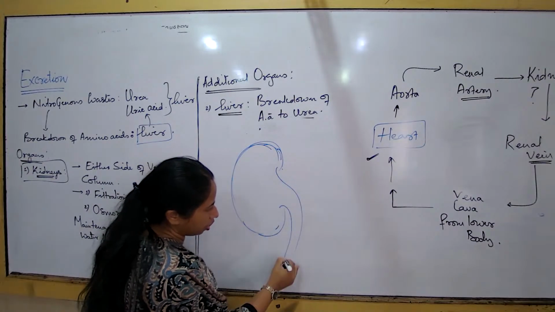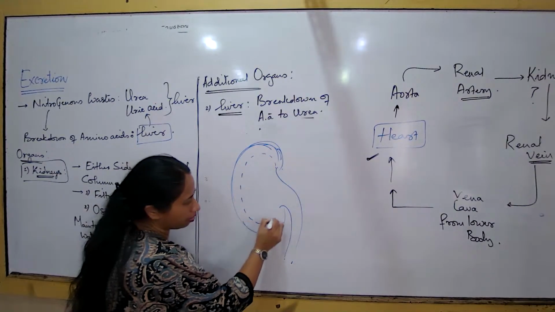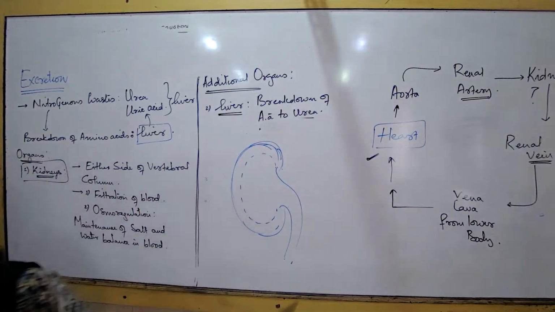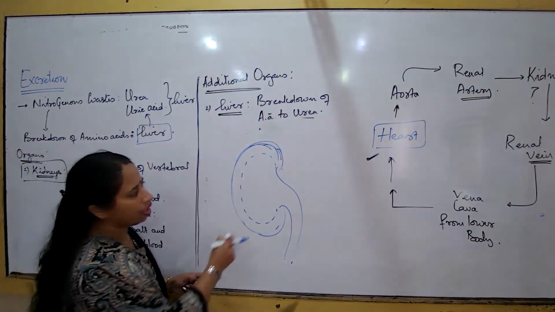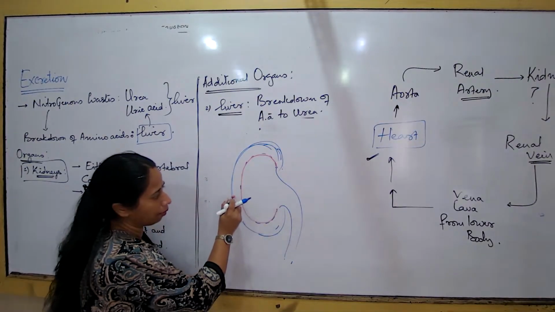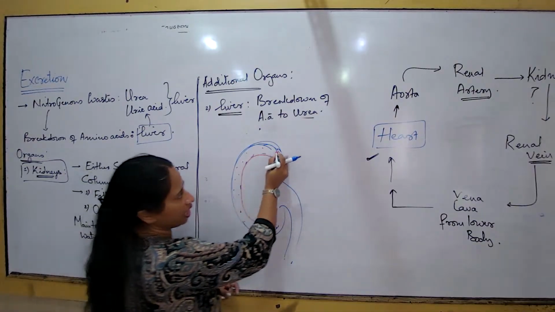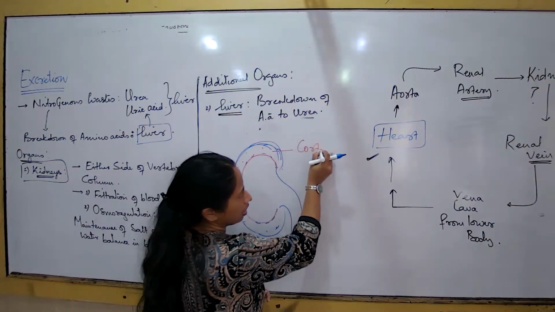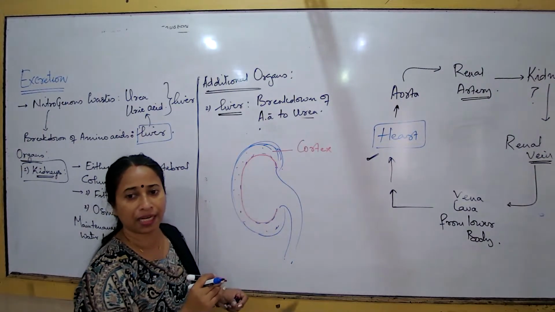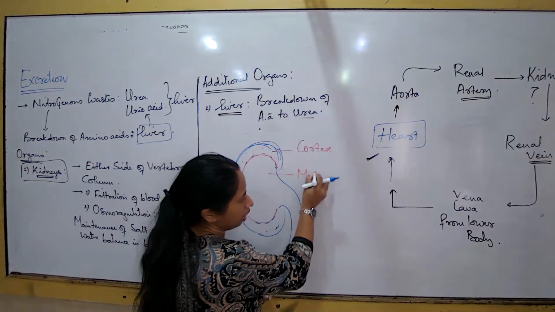The ureter will be there. And now that we are talking about the section of the kidney, it shows two specific regions. This outer region of the kidney appears a little bit granular. What is this outer region known as? The outer region of the kidney is known as the cortex. And the inner region appears a little bit lighter. What is this inner region known as? This is known as the medulla.